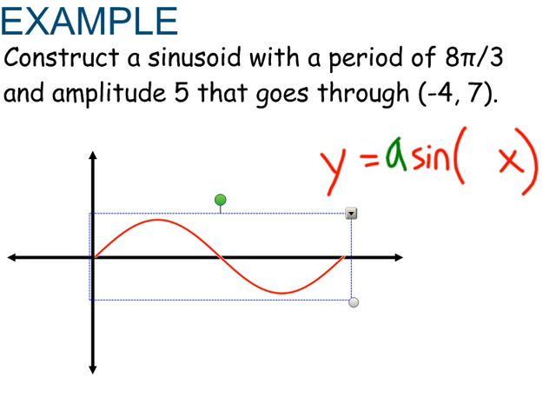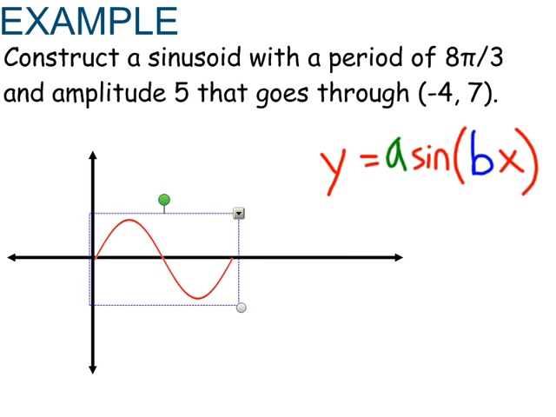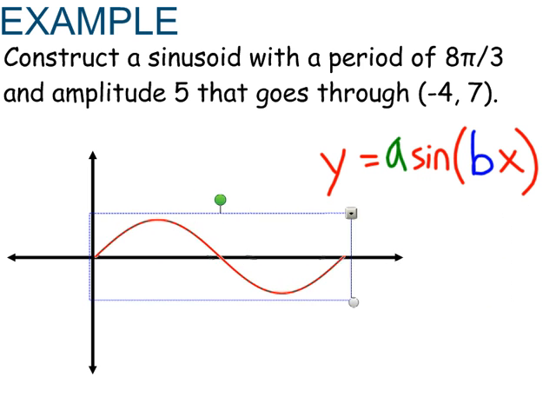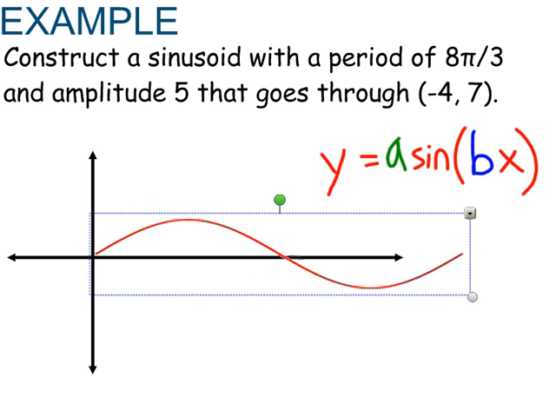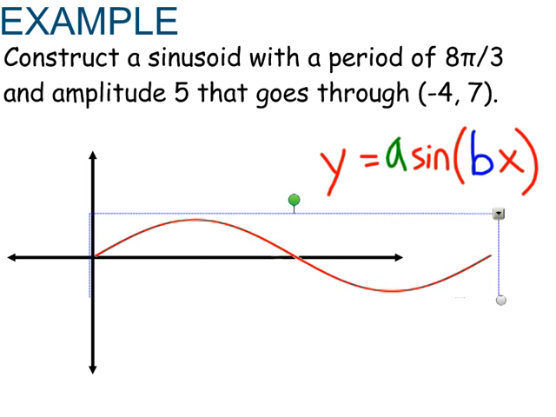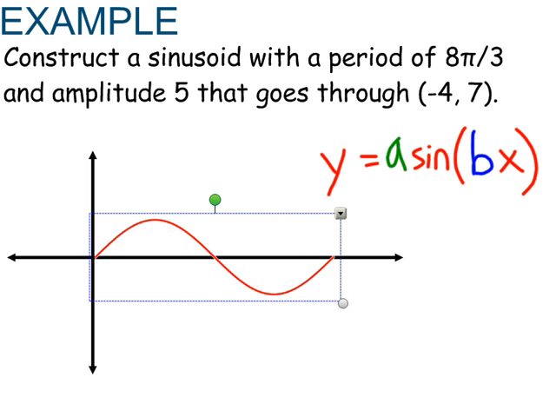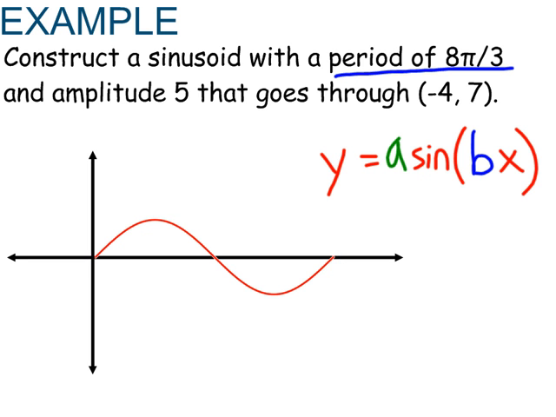Likewise, if I put a B value inside the parentheses right next to the X, I need to recognize that that is going to cause horizontal stretches or shrinks. And when you ask yourself which of those 2 is going to affect the period, that's the first thing we're going to look at here. The fact that we need to have a period of 8 pi over 3, I'm hoping you're recognizing that that's the horizontal stretch or shrink. So I have it color-coded here. This B value is what is going to affect the 8 pi over 3.